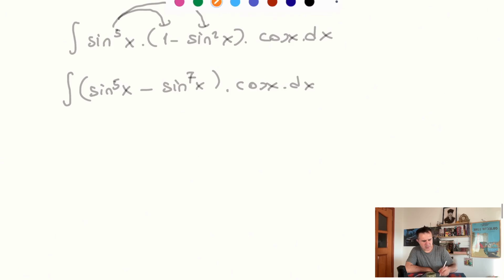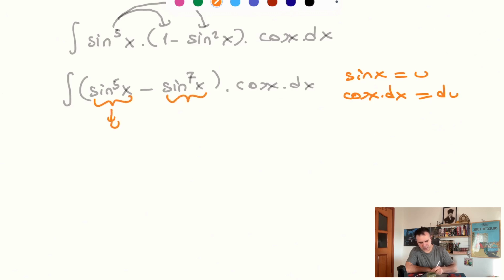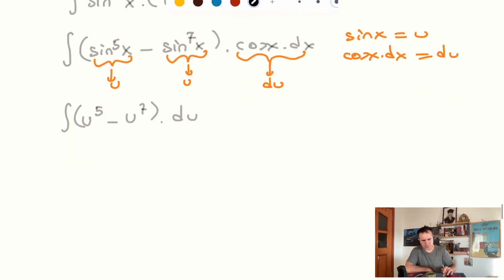Here we say sine x is equal to u, and derivative of sine x, cosine x times dx, will be du. Now we will rewrite the integral again. We rewrite sine x as u here, and we rewrite cosine x dx as du. Then the integral becomes u to the power of 5 minus u to the power of 7 times du.